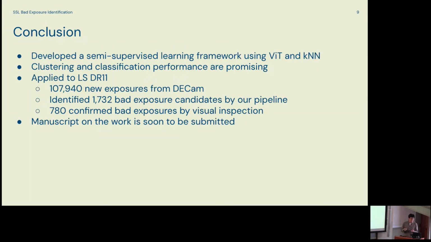And in conclusion, we developed a semi-supervised learning framework using VAT and k-nearest neighbor, and we also did some analysis on the clustering and the classification. Performance looks quite promising for us. We have about 100,000 new exposures from DECam for our campaign for DR11, and we identified 1,700 bad exposure candidates, and then we eventually confirmed 700 of them are bad. The manuscript on this work is soon to be submitted.